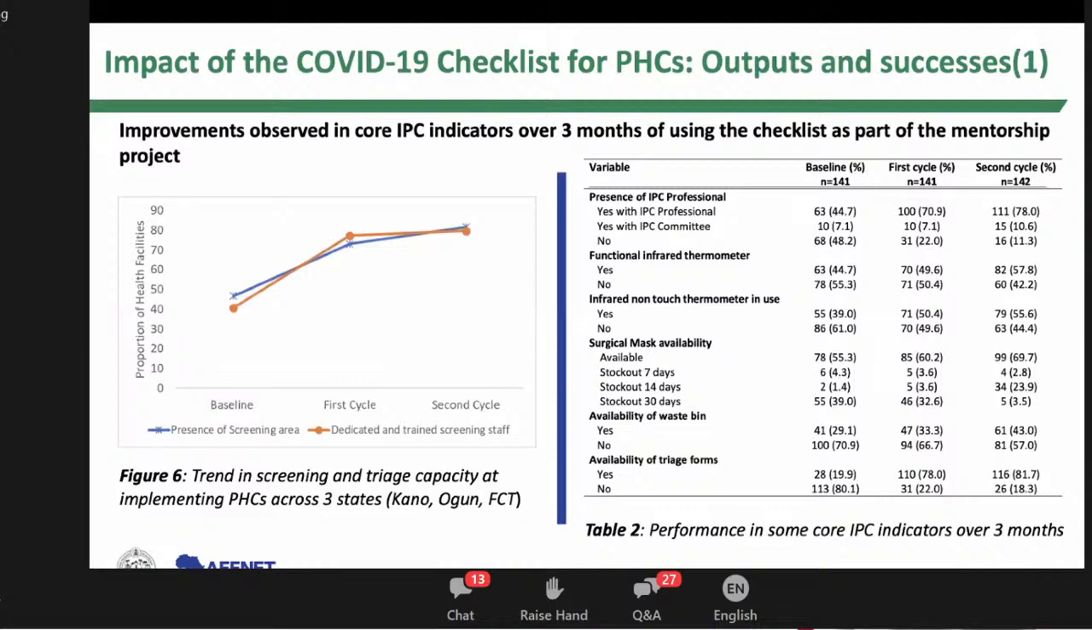From the line diagram, you can see the baseline, the first cycle, and the second cycle. The variables that were used are presence of IPC professionals, functional infrared thermometer, non-touch thermometer in use, surgical mask, availability of waste bin, and availability of triage. The table shows the performance in some of the PHCs, taking into account the core indicators over 3 months.